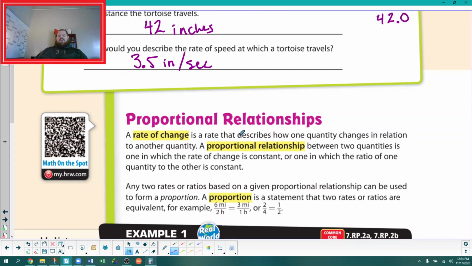Okay, now let's talk about proportional relationships. It says that a rate of change is a rate that describes how one quantity changes in relation to another quantity. A proportional relationship between two quantities is one in which the rate of change is constant, or one in which the ratio of one quantity to the other is constant.